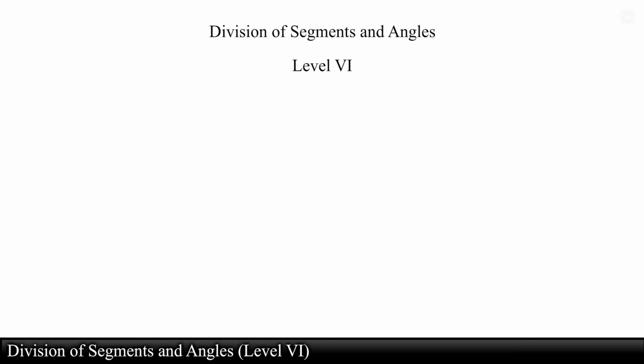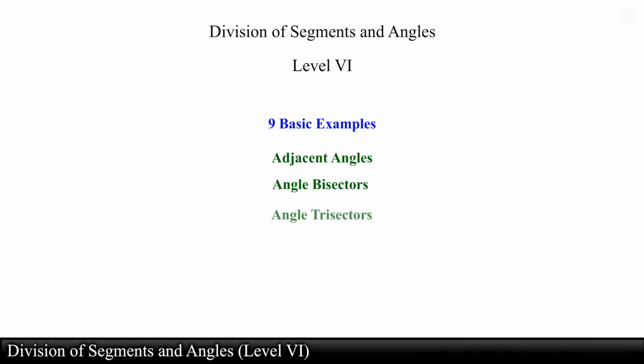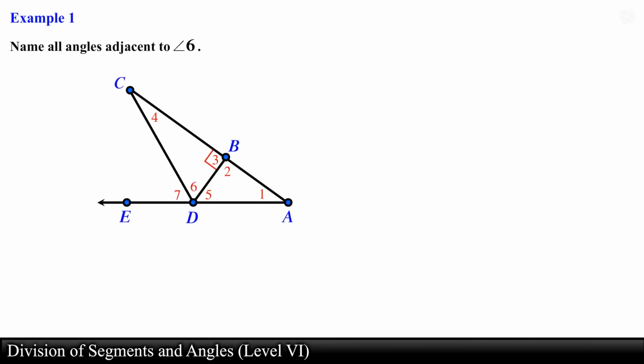Division of segments and angles, Level 6. In this video, we will start going over examples that involve adjacent angles, angle bisectors, and angle trisectors. Let's start by going over the first example. Name all angles adjacent to angle 6.